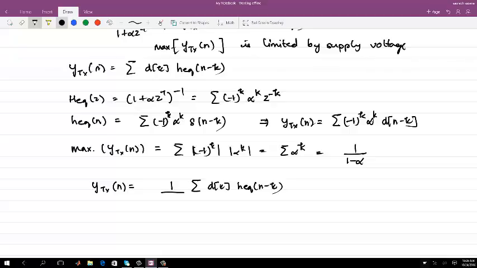Okay. Now, what is the maximum value of ytx of n, given that d of n can have a value of plus or minus 1? Take the modulus of that. Think this way: when k is 1, you choose a negative bit, so you can attain this situation depending on the bit pattern. I am just trying to create the bit pattern in which it can go to a maximum value. Then it will be the summation of alpha power k, and the summation of alpha power k is 1 by 1 minus alpha, given that mod of alpha is less than 1.